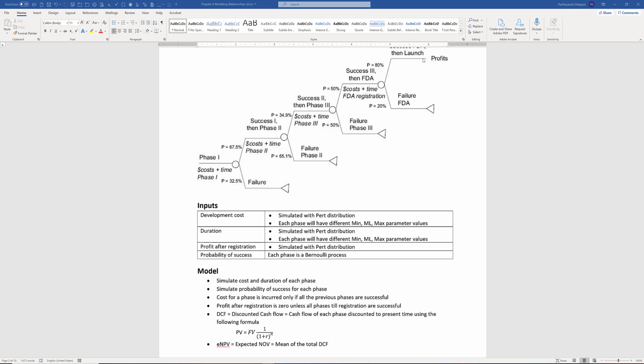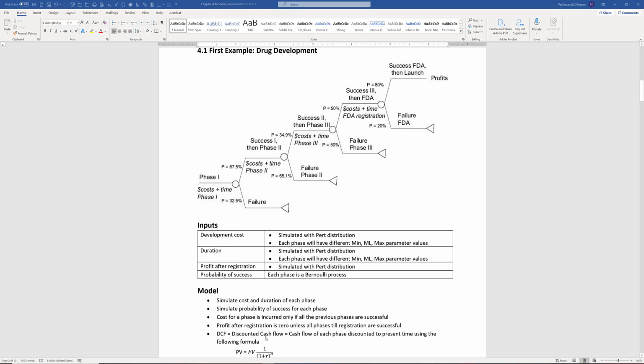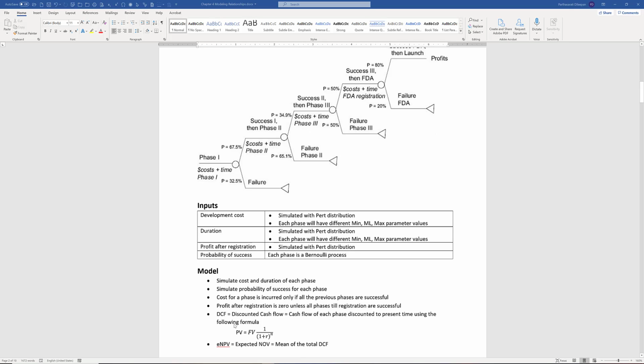And then at the final stage, we have profit. Profit after registration is zero unless all phases till registration are successful, obviously, and then we want to discount that again to the present time. The discounted cash flow formula applies to any cash flow during that stage. It is negative in all these phases, 1 through FDA approval, because these are all costs, and then a positive value after launch. All of those future values have to be brought back to present value with this formula.